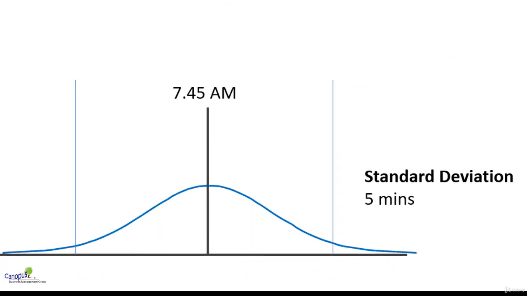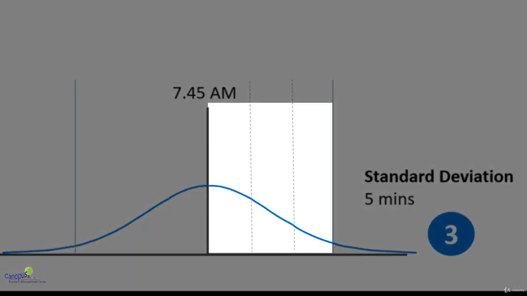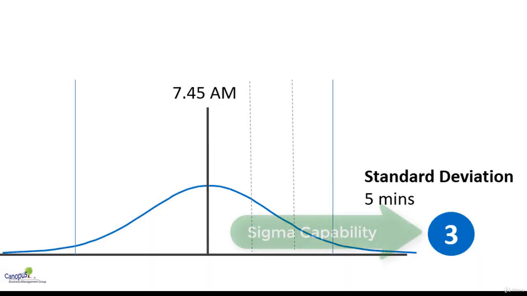Now let's go to scenario B. In scenario B, the variation of the process is more. The standard deviation or sigma is 5 minutes. So how many standard deviations can I stack between 7:45 and 8 a.m.? As you see, we can stack only 3 standard deviations between 7:45 and 8 a.m. So the sigma capability of process B is 3 sigma.